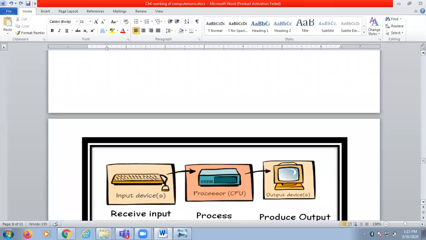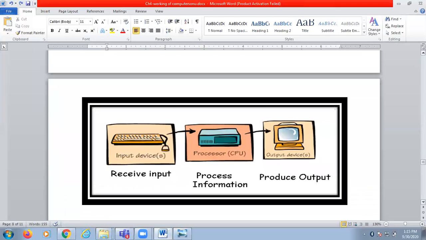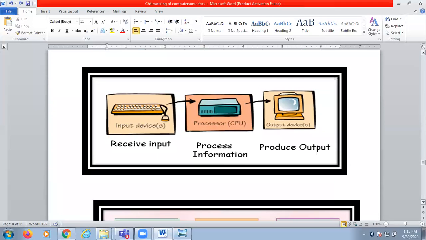Now let us learn the input-output process cycle with the help of a computer. In this, there are input devices through which we can input things. If I want to enter a name, that means I want to input something. To input something, I need an input device. So, keyboard and mouse are the devices through which we can receive the input.